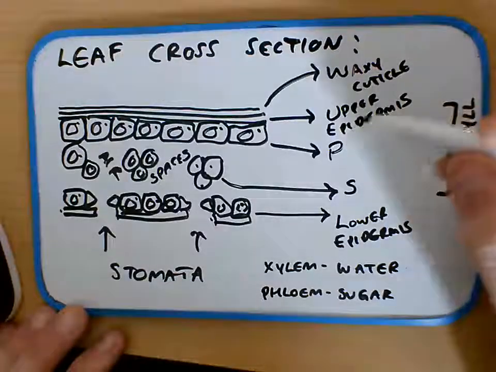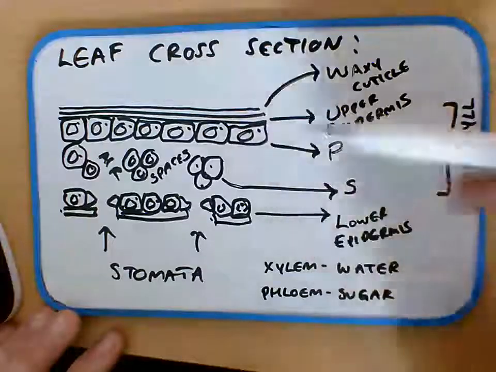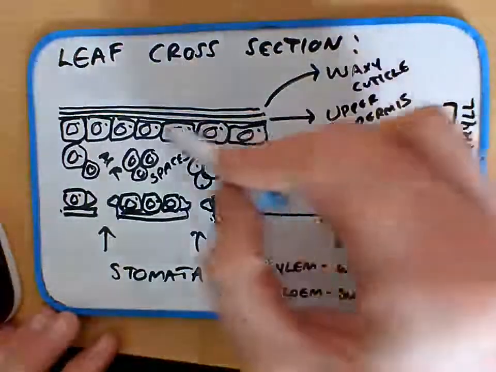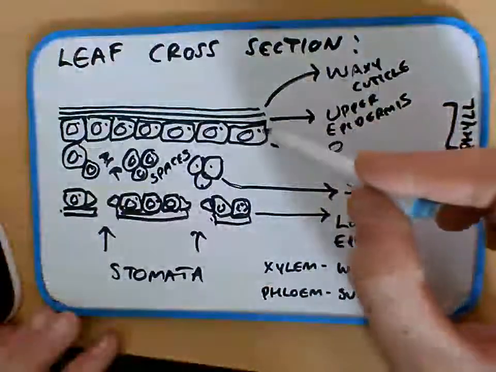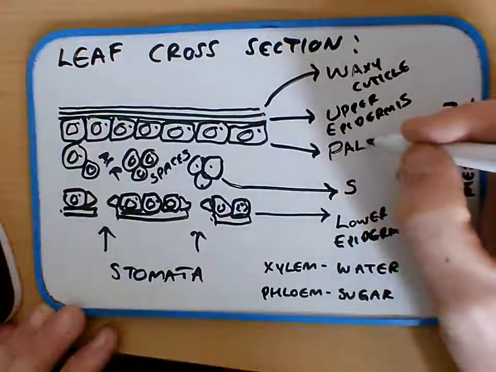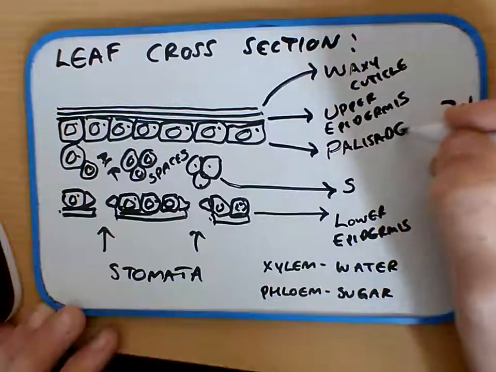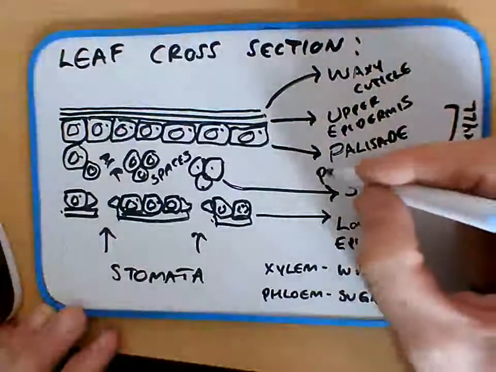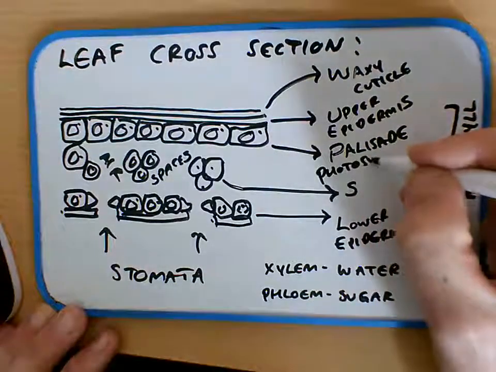We've then got these very important cells. Now, if I had a green, I'd do it in green, but these look very, very green. They're very box-shaped, rectangular, packed full of chloroplasts, and these are called the palisade cells. And their main job is photosynthesis.